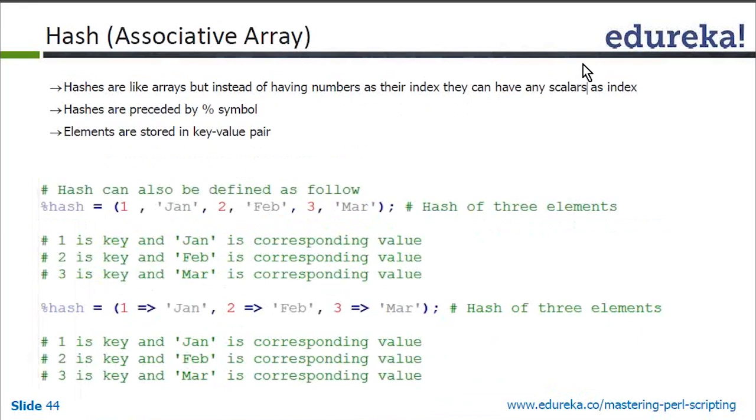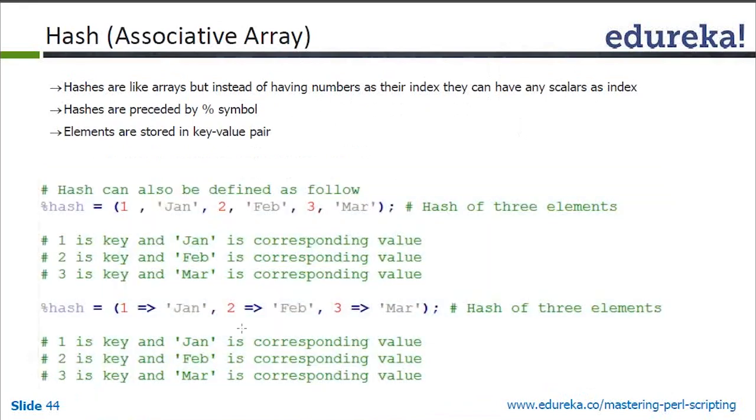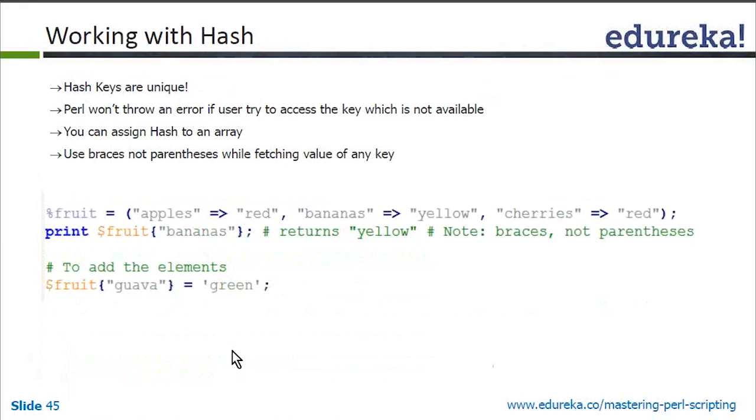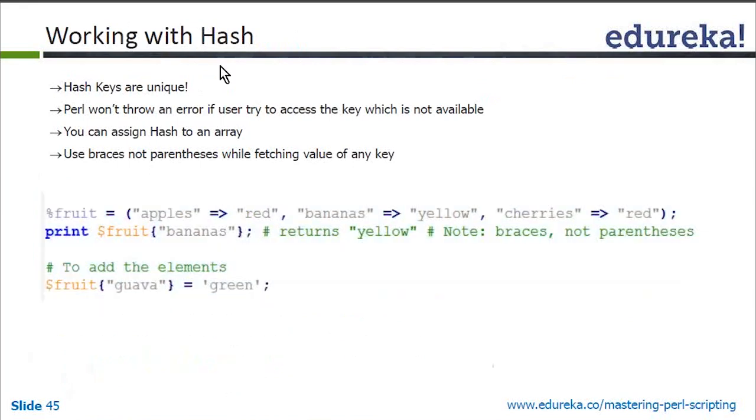Okay, fine, Rahul. So basically this is an index and the value. If you go to the next slide, you can understand what it means. Hash keys are unique. You cannot have apples to red and again apples to yellow. So it must be unique. Perl won't throw an error if the user tries to access a key which is not available. That is also something you will understand once you program.